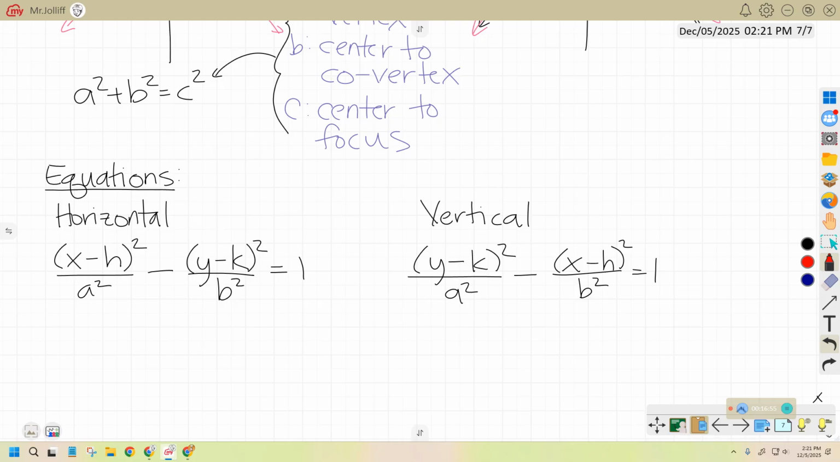So the variable in front tells you the direction of the main axis, also known as the transverse axis, the axis that cuts the curves in half. We know that H and K are my center. A tells me how far my vertex is from the center. B tells me how far my co-vertex is from the center. And once I have my vertices and co-vertices plotted, I make the box, I draw my asymptotes, I draw the curves. It's way less scary than it sounds.